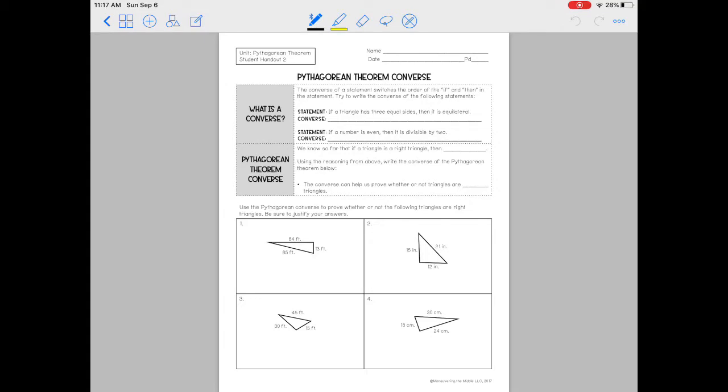Yesterday we talked about Pythagorean theorem. So what is a converse? The converse of a statement switches the order of the if and then in the statement. So let's try to write out a converse with the following statement.